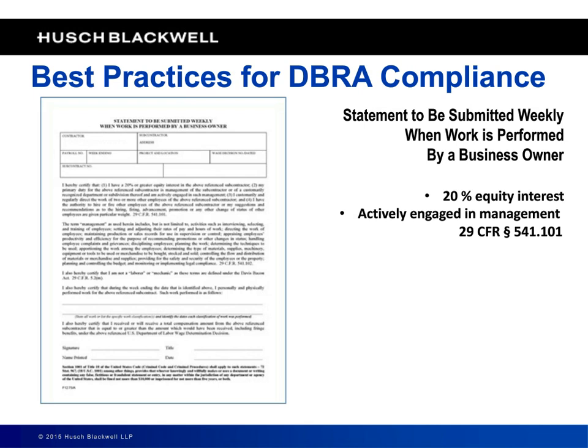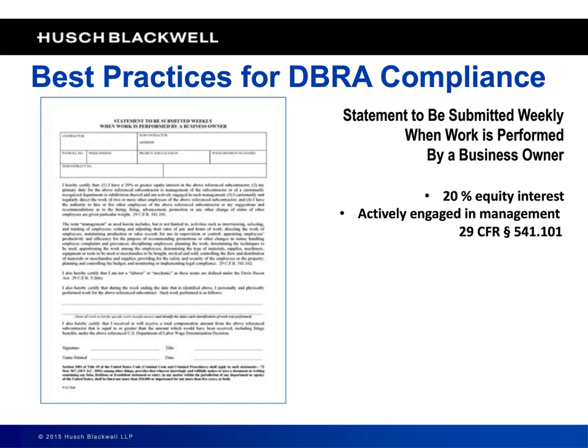You should receive, if anybody falls into this category, you need to receive for them some sort of statement that says very clearly that they meet two standards, and the standard is set forth in 29 CFR 541.101. And the two standards are as follows. They have to have a 20% equity interest in the company, and they have to be actively engaged in its management. It is not sufficient to say that Timmy and Billy, who are laborers, are also executive vice presidents.